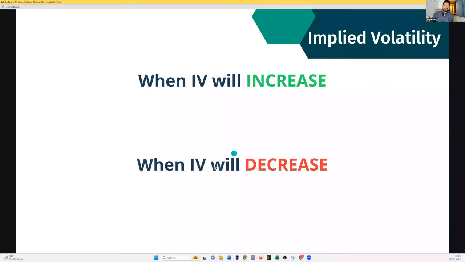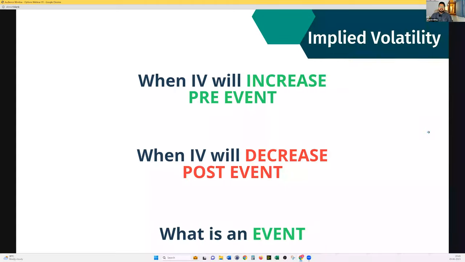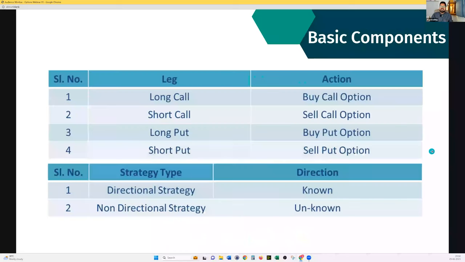When IV increases, what happens to the option premium? When all of a sudden some bad news comes in, the option premium increases. When IV decreases, what happens to the option premium? After the election results or after the monetary policy, obviously the option premium will decrease. So pre-event, before the event, IV will increase and option premium will increase. Post-event, the premium will decrease.